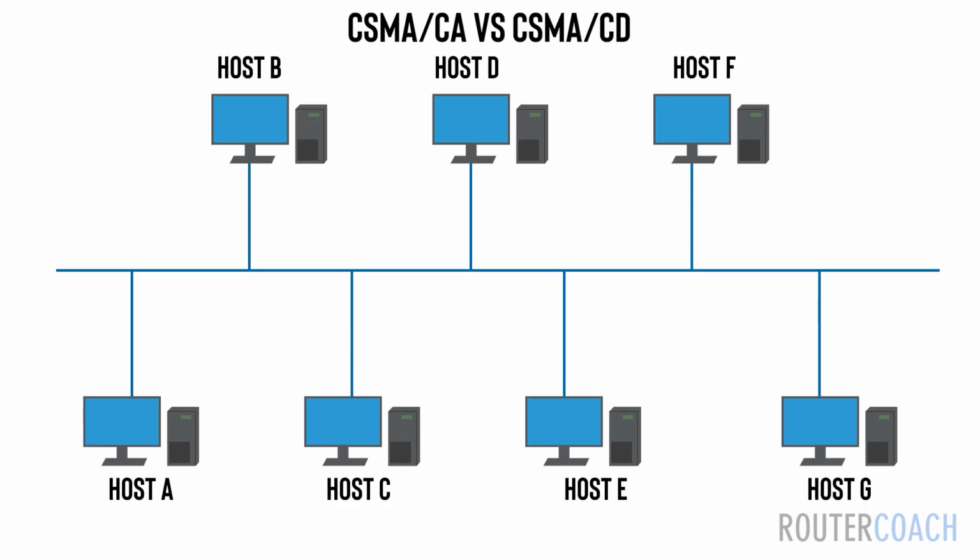CSMA/CA versus CSMA/CD. With CSMA, the C stands for carrier and the S stands for sense, where the devices are listening to see if anybody is sending information at the moment. The MA stands for multiple access, which means that more than one device is using that shared medium, more than one device is connected to the network.